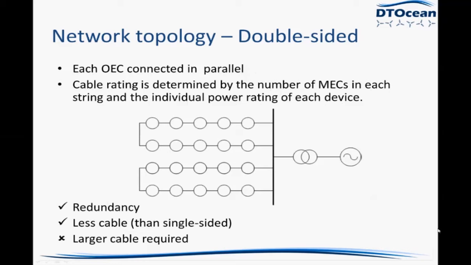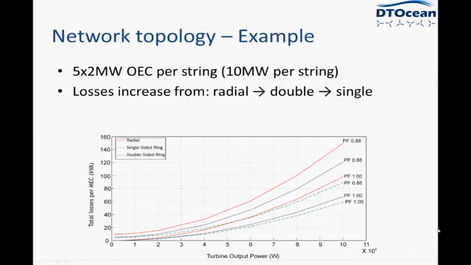We need to put some kind of numbers behind this. So using a simple example of five 2 megawatt devices connected in series, so we have 10 megawatts per string. We can check, as the turbine output power increases, what happens to the losses caused by each individual converter. What we can see is that the losses increase from radial to double to single, which is an interesting result, and it's due to the connection of the extra cables there and the losses within them.